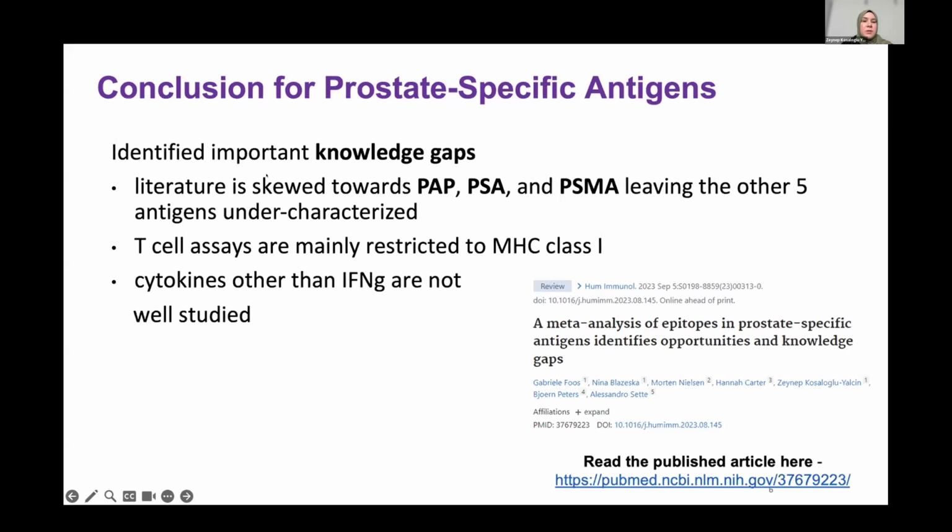The T-cell assays are mainly restricted to class 1, and mainly the cytokines other than interferon gamma are not well studied. As I said, this has been published almost 2 years ago, so you can check it out under this link.